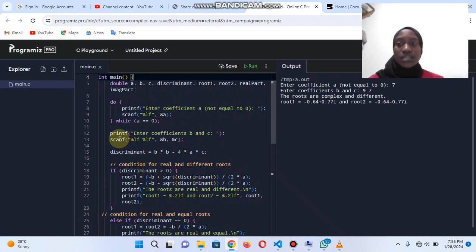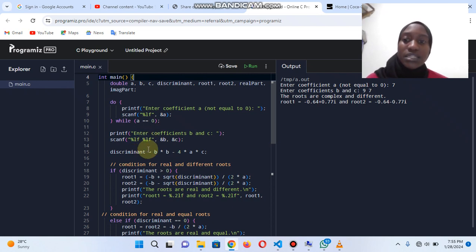Then we go to the second part and printf, enter coefficients of b and c. Then the words enter coefficients b and c are going to come on the screen, and we are going to use the scan part, which helps us put the values of b and c in their respective place values, and b is going to come here and c is going to be here.